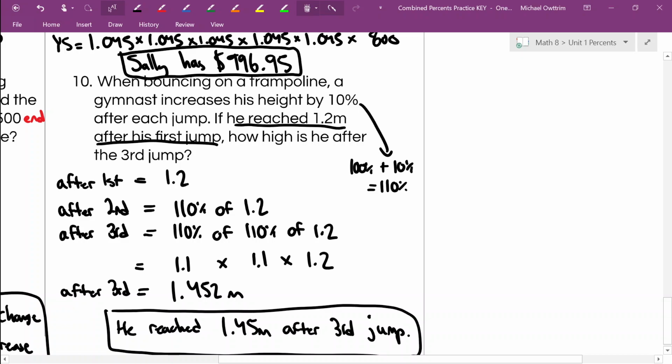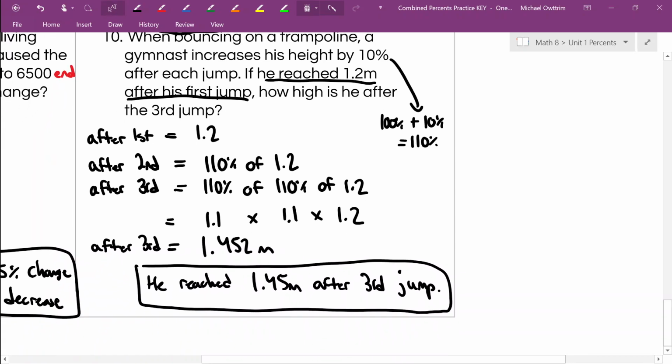Make sure you're counting out those jumps, those years, whatever it happens to be in your percent of percent questions accurately. So I hope that these videos have helped you understand your combined percent problems.